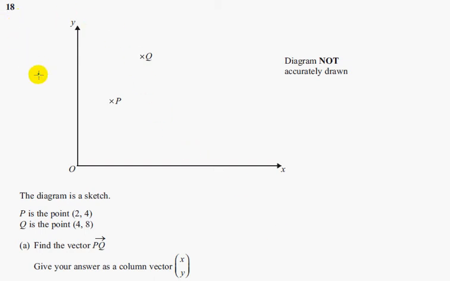Question 18. The diagram is a sketch. P is the point (2, 4). Q is the point (4, 8). Part A says find the vector PQ. Give your answer as a column vector.